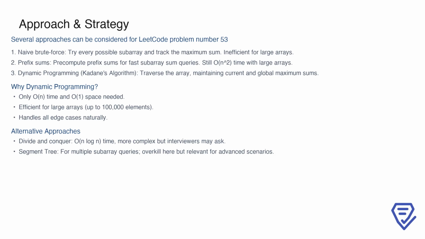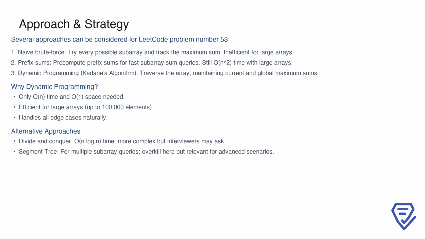Now, let's analyze the main approaches for LeetCode problem number 53. The brute force solution tries every possible subarray, computes their sums, and tracks the maximum. However, this takes quadratic time and isn't feasible for large input sizes. A second approach uses prefix sums. Although prefix sums can speed up subarray sum computation, checking all pairs of start and end indices is still O(n) squared overall.